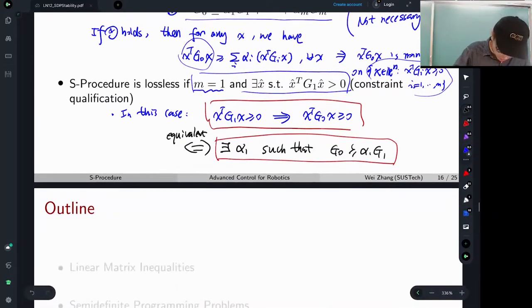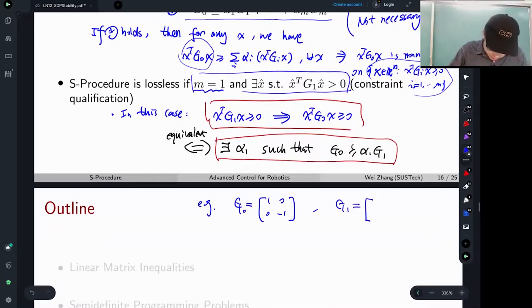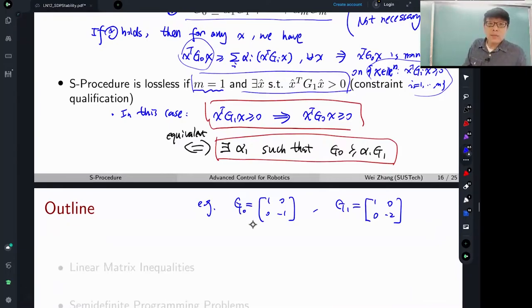Let me tell you. Maybe I confused you. I thought it's simple. For example, let's say G zero is 1, 0, 0, negative one. You like numbers, I will give you numbers. G one is 1, 0, 0, let's say also negative one. Let's say negative two. Is G zero positive semi-definite or not? No, that means there's some part of the space where x transpose G zero x is negative. But in this case, G zero minus, let's see, hold on.